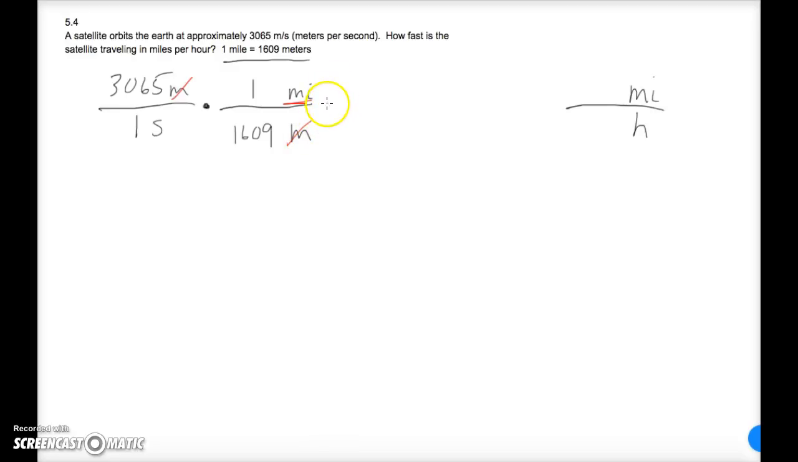Now I need to multiply seconds by a conversion factor to get it to hours. So we can go from seconds to minutes and then minutes to hours, or if you know that there are 3,600 seconds in 1 hour, you can use that conversion. So now we have canceled out our seconds and we're left with hours.